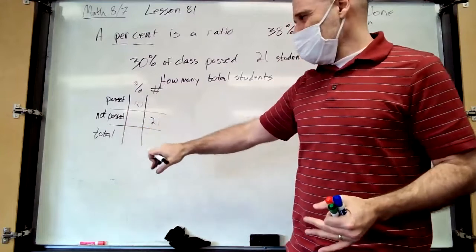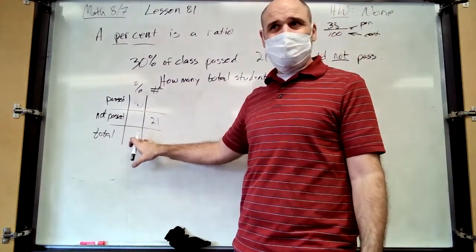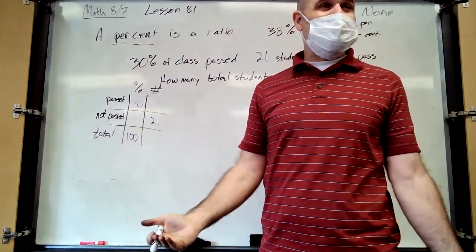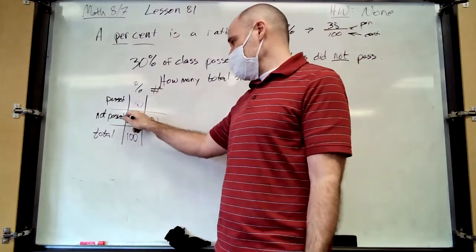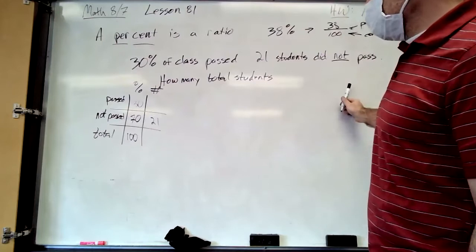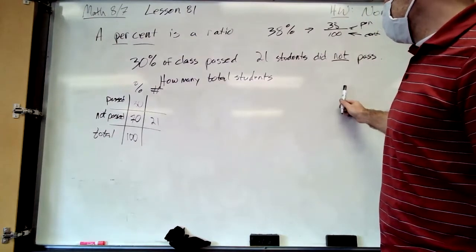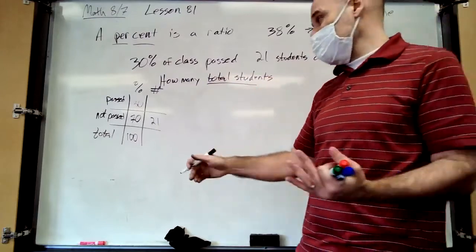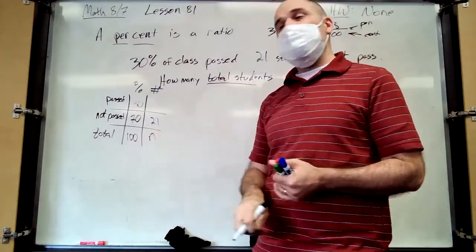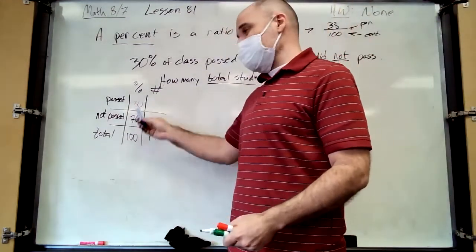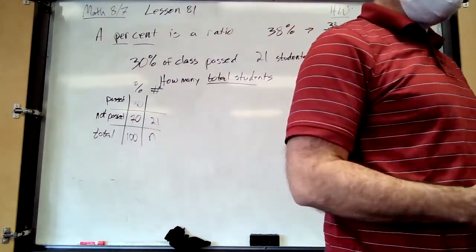Okay, now that's all the numbers that they give us, but we can fill in some more numbers, can't we? Because what's the total percent? It has to be 100, right? So if 30 passed, what percent did not pass? 70, good job. So now we can figure out our missing blank here. How many total students? This is where we want to put our question mark or our variable. So let's just put N right there. Do you guys see what we have to do now? I love this because this sets it up for a nice fish method, okay?